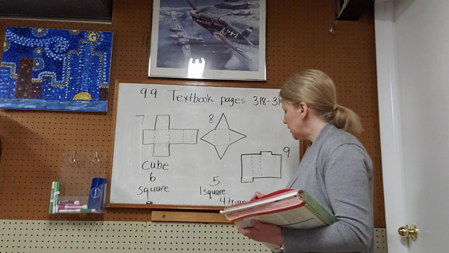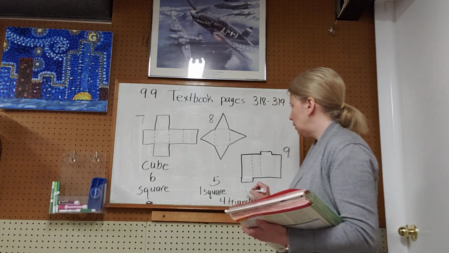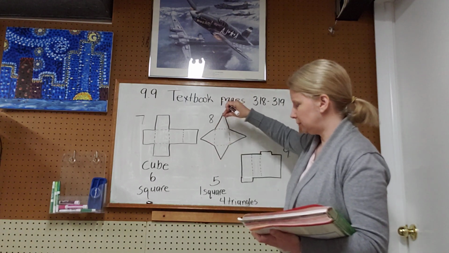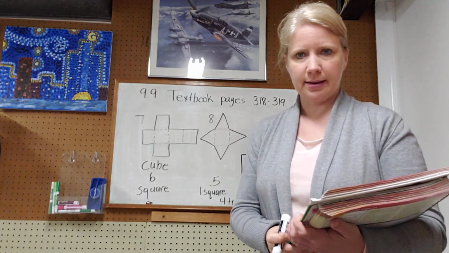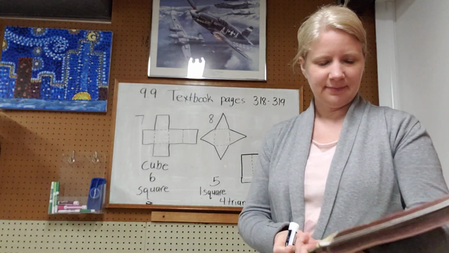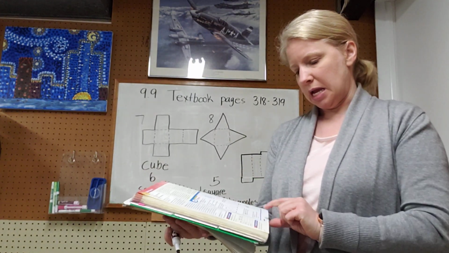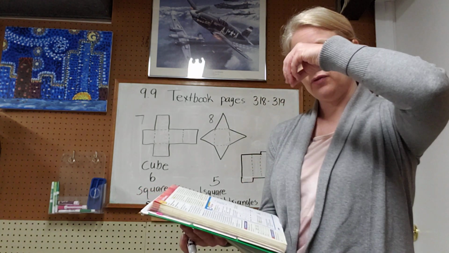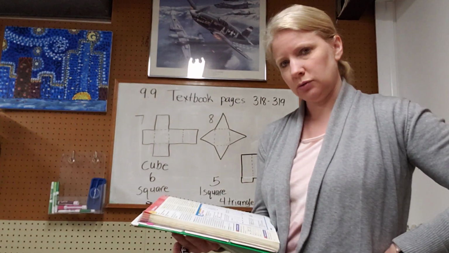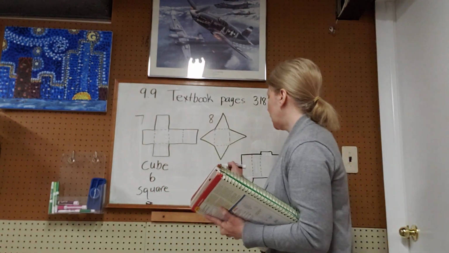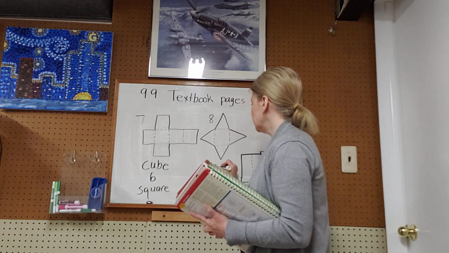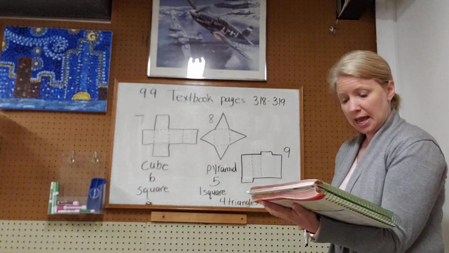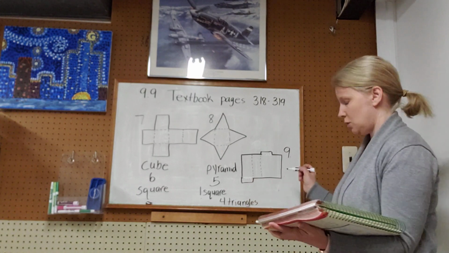So if we folded this up, we had the base and we folded it up, what do you think that would make? Go back and look at the shapes on page 318. What has a square bottom and then triangles that fold up? The pyramid. Pyramid. Good.